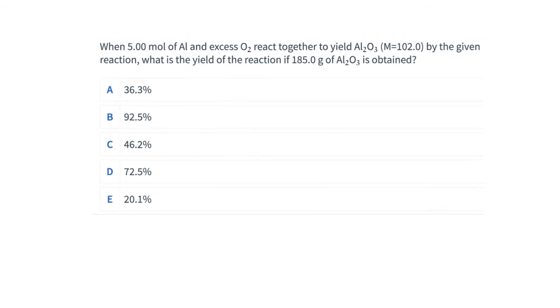So 5 moles of aluminum and excess O2 react together to form Al2O3. What's the yield of the reaction if we get 185 grams of aluminum oxide?